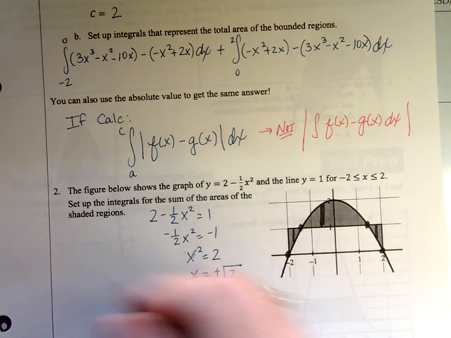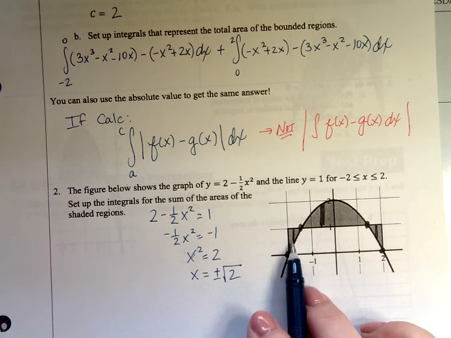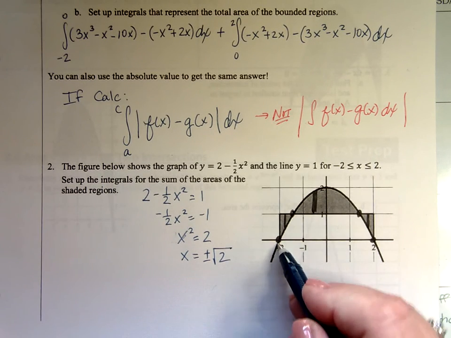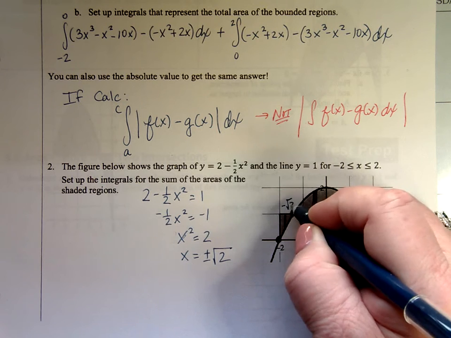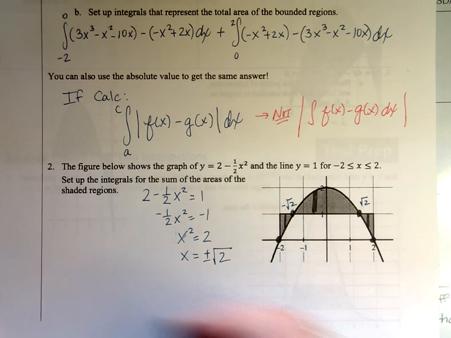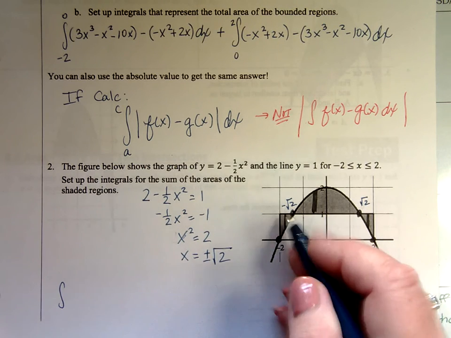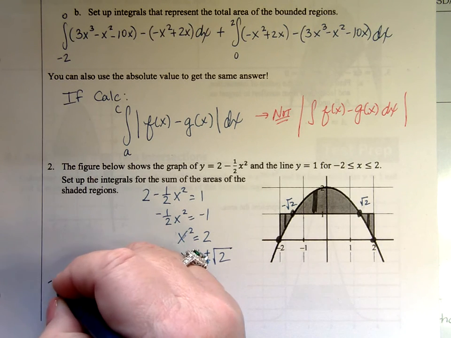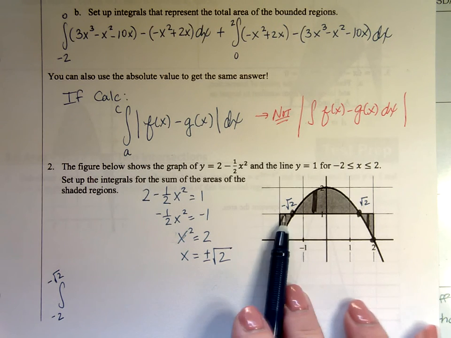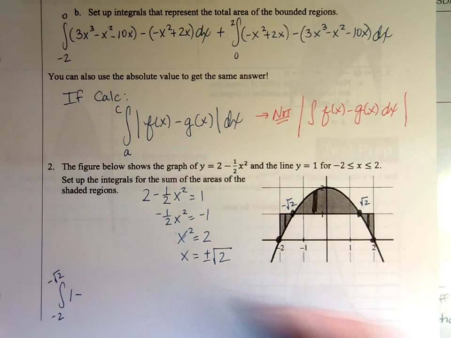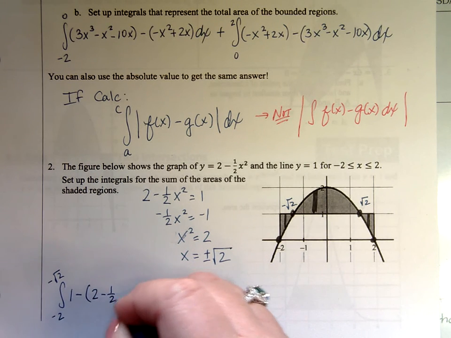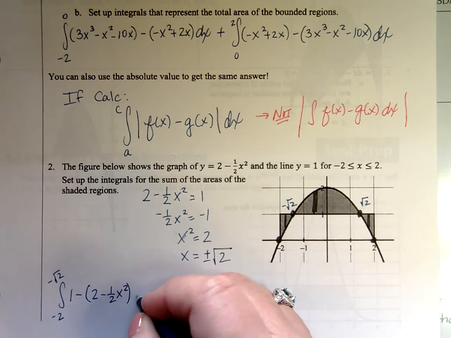All right, so they want me to set this up. I have 3 different areas, so I'm going to have 3 different integrals. The first integral goes from -2. This guy here would be negative square root of 2. This will be your positive square root of 2. And then you've got the last one over there at 2. So the first one goes from -2 to negative square root of 2. Where's the top? The top is 1, it hits that line at 1. 1 minus, where's the bottom? The bottom's the parabola, 2 minus 1/2 x squared. There you go. There's the first one.